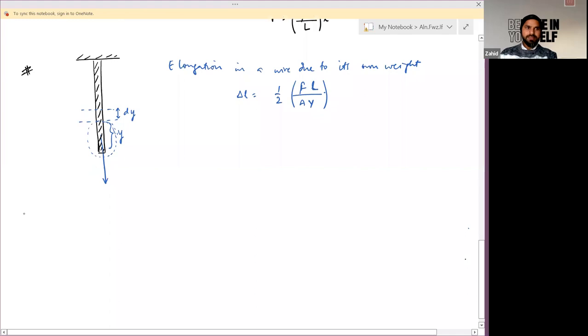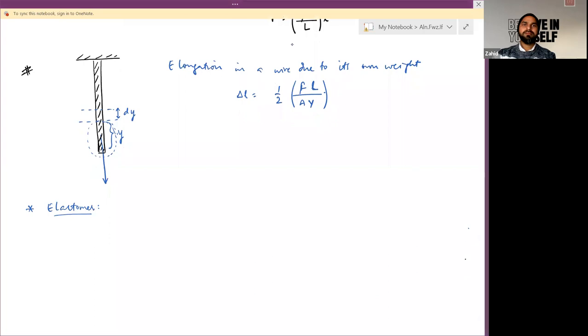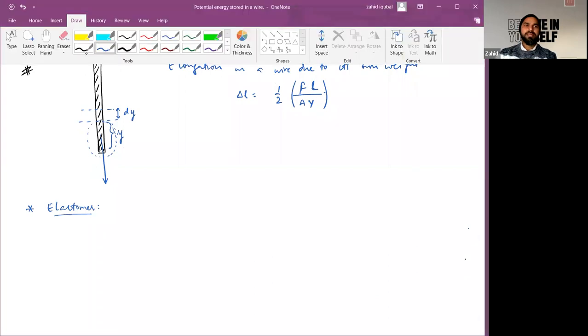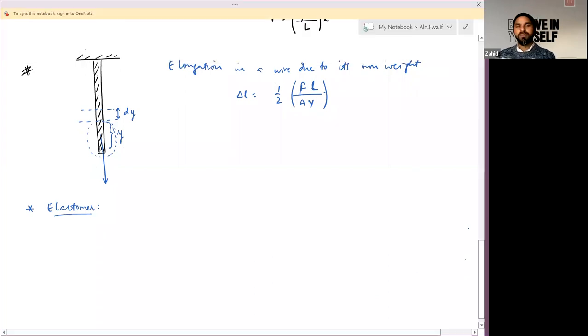Now the next term in this part will be elastomer. Do you have any idea about this? What do you mean by elastomer? No, sir.